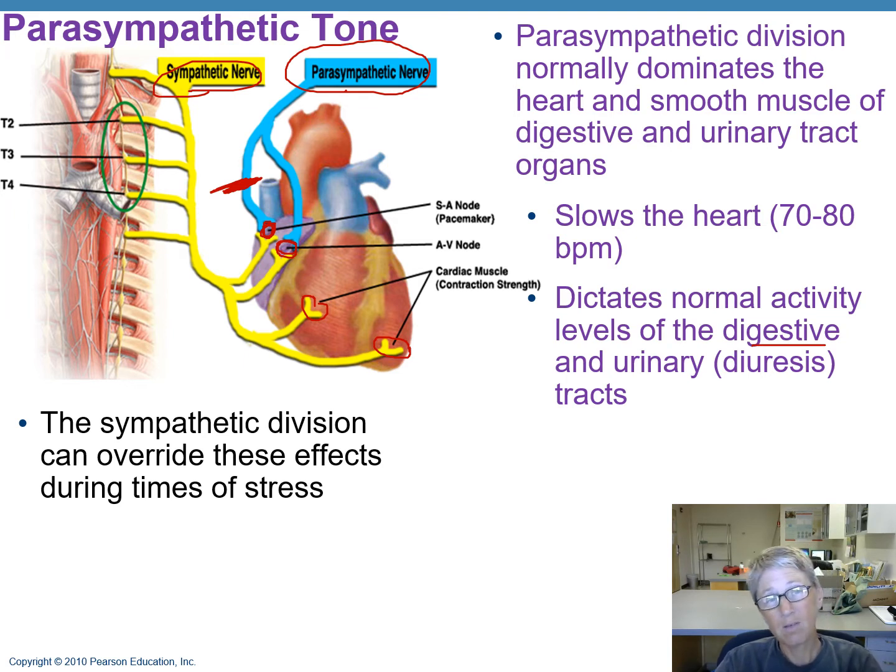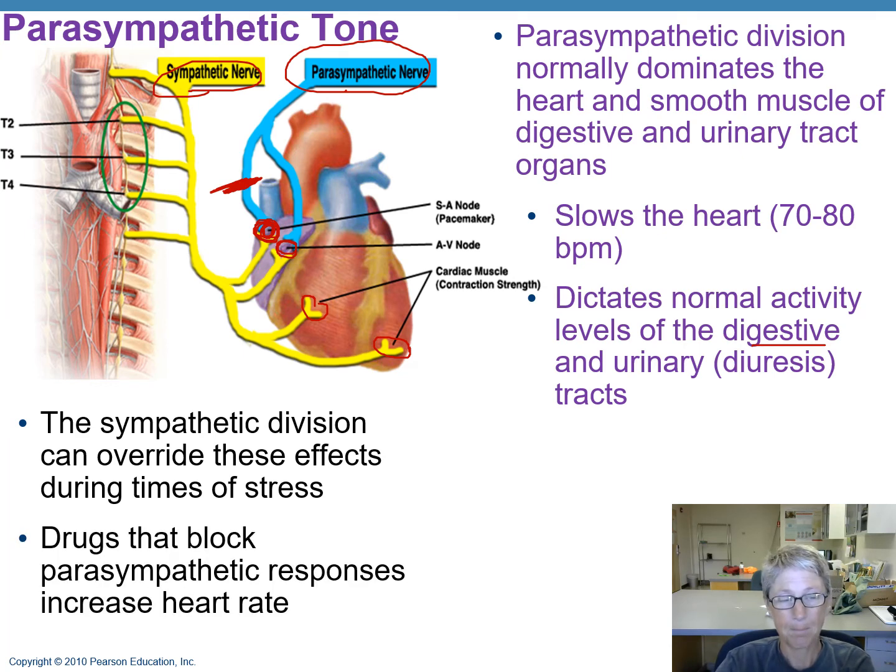During times of stress, the sympathetic nervous system can override parasympathetic tone. For example, in a fight or flight situation, whereas the parasympathetic nerve is keeping the SA node at a slower rate, sympathetic can override and increase your heart rate. If you use a drug to block the parasympathetic response, then you're going to increase heart rate, because remember, parasympathetic tone is keeping the heart rate low. If you block that parasympathetic event with a drug, then your heart rate is going to go up.